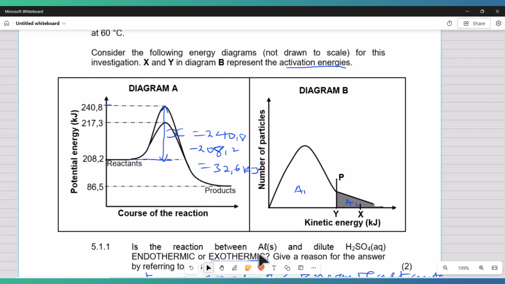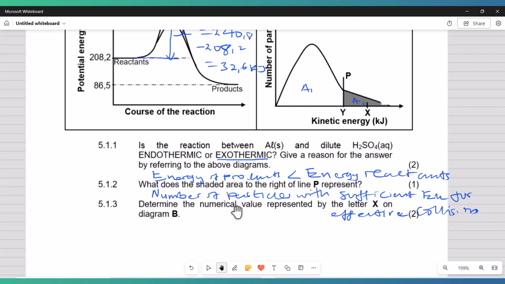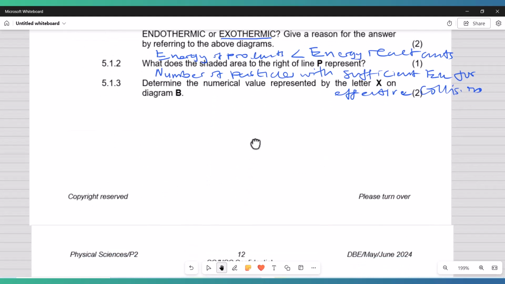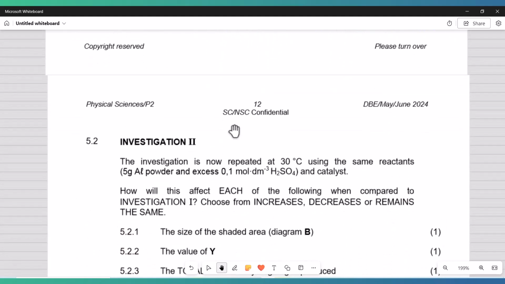Next question. What must we do now? Investigation 2. The investigation is now repeated at 30 degrees using the same reactants, that's 5 grams aluminum powder and excess of sulfuric acid and the catalyst. They say how will this affect each of the following when compared to investigation 1? Choose from increases, decreases, or remains the same.